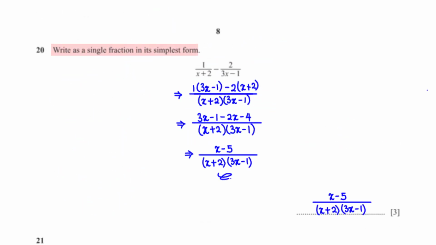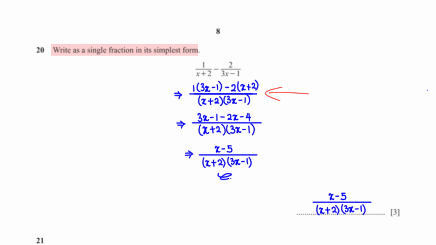Write as a single fraction in its simplest form, 1 over x plus 2 minus 2 divided by 3x minus 1. So we get the LCM by multiplying the two denominators, and that will be x plus 2 times 3x minus 1. X plus 2 goes into the LCM and we are left with 3x minus 1, which multiplies the numerator, which is 1. 3x minus 1 goes into the LCM and we are left with x plus 2, which goes to multiply the numerator, which is 2.